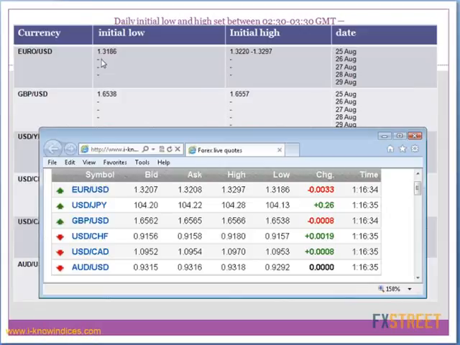Now, Euro formed the low 1.3186, the high was 1.3220, and actually 3297 is shown. That is of Friday, and they have not breached the high or the low. And in the case of GBP, 65.38 is the low, 65.57 was the high. They just breached the high by 9 pips. 65.66 they have shown, and they are holding it above that of the initial high.